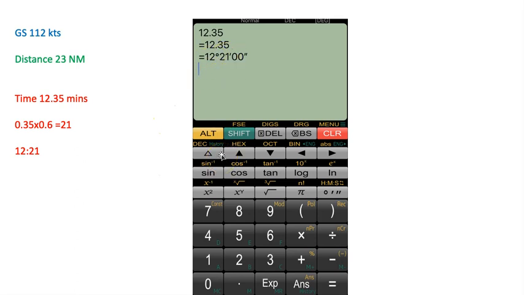That's again a really, really quick way if you've got that scientific calculator handy, which you can use in your PPL exams, and those of you going on to do commercial exams, you'll absolutely need a scientific calculator for one of them as well, so it's worth getting familiar with that calculator. Okay, and there's our answer, 12 minutes 21 seconds.